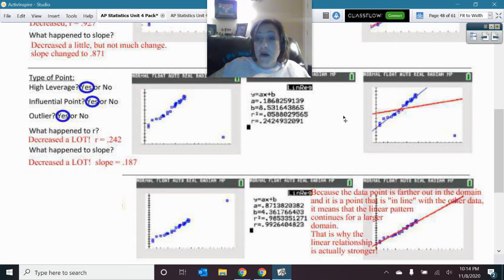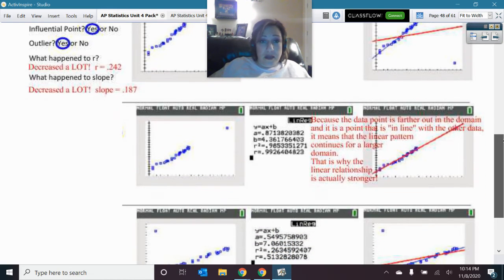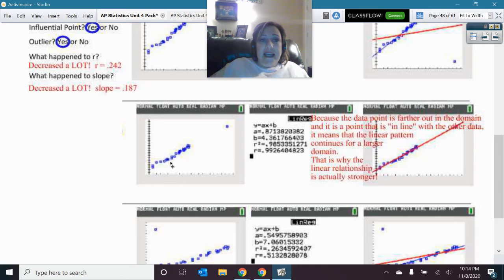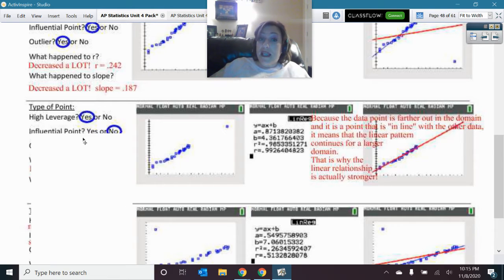That slope became much flatter and went down to 0.8187. All right. Now here, this is an interesting one. Right here, we have this situation where this point is out here and it's actually in line with the data. So does it have high leverage? Yes, it does. But was it influential? No. And it's not an outlier either.